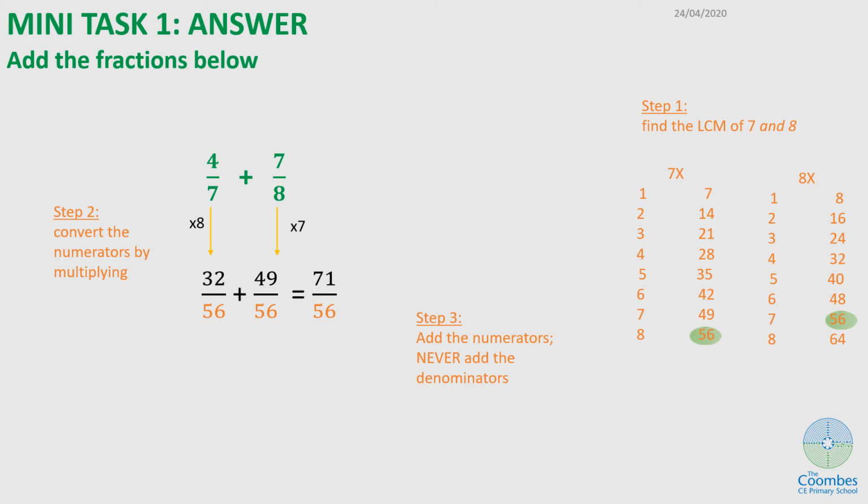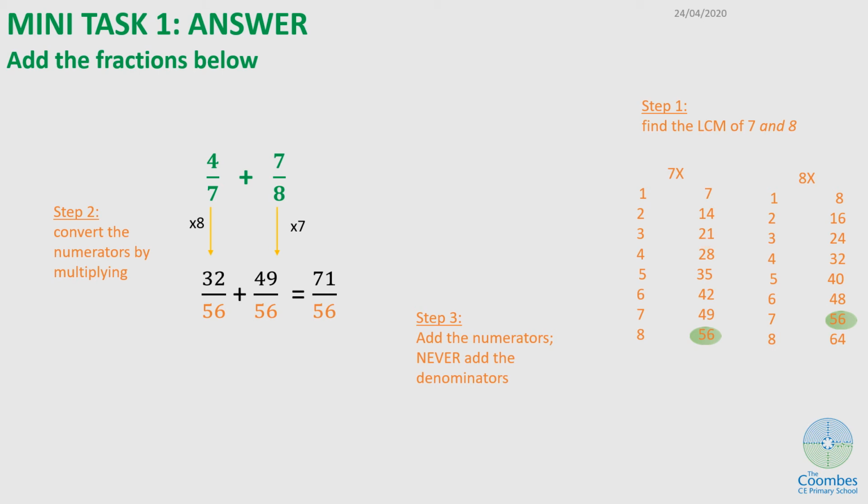So the multiples of 7, using mental strategies: 1 times 7 is 7. 2 times 7, I'm just doubling the 7 here, which is 14. If I add these two, that will give me 3 times 7. Let me use this to help me do the rest.